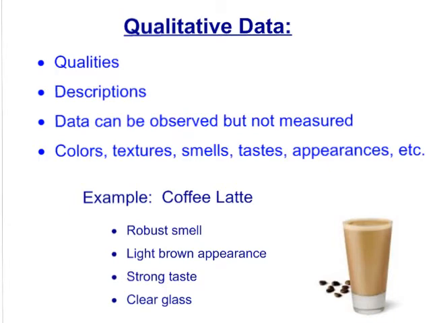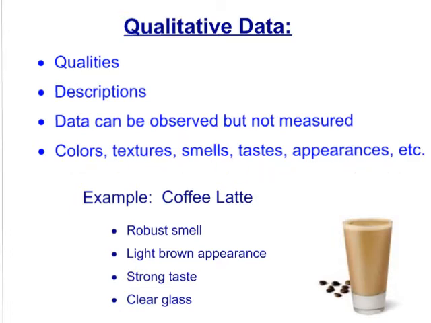Now let's look at qualitative data. The word qualities or quality is associated with qualitative data. It deals with descriptions or data that can be observed but not measured. Okay, things that fall into this category would be colors, textures, smells, tastes, appearances.